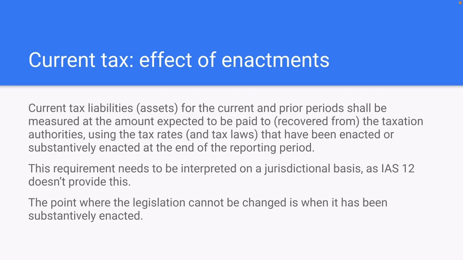The next other bit that I think we should talk about for current tax is the effect of enactments.